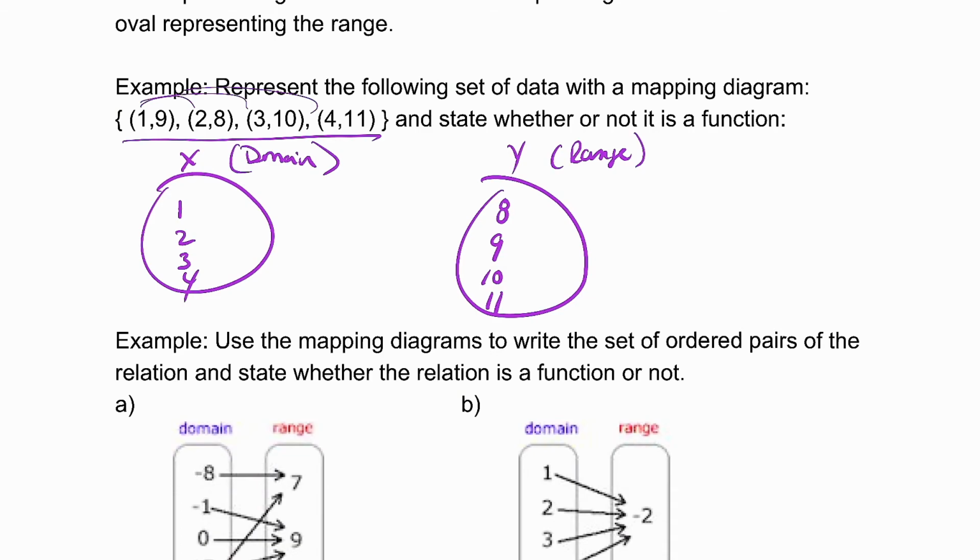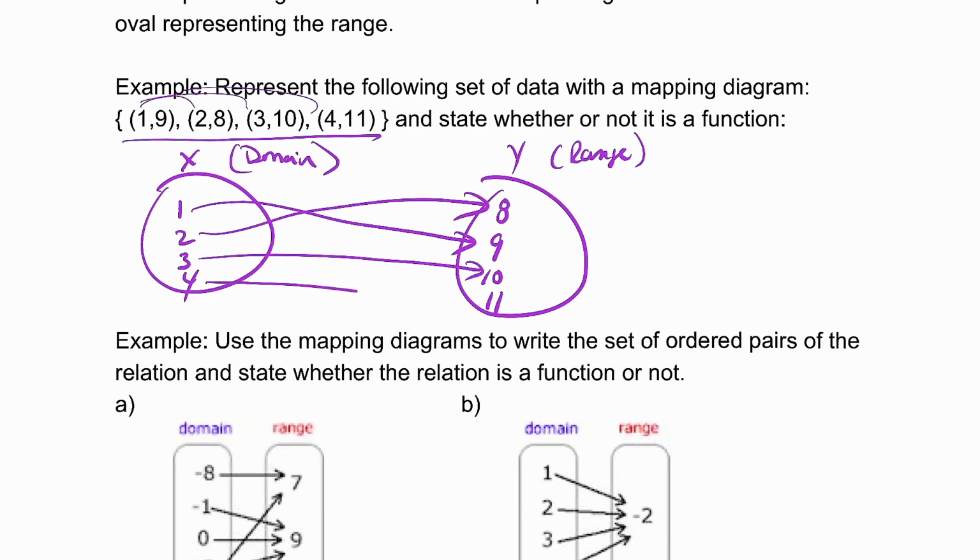Now what a mapping notation does is we draw an arrow. In this case, what's the corresponding y value to my x value? When x is 1, the answer is 9. When x is 2, the y value is 8. When x is 3, the y value is 10. And when x is 4, the y value is 11. That's all a mapping diagram really is.